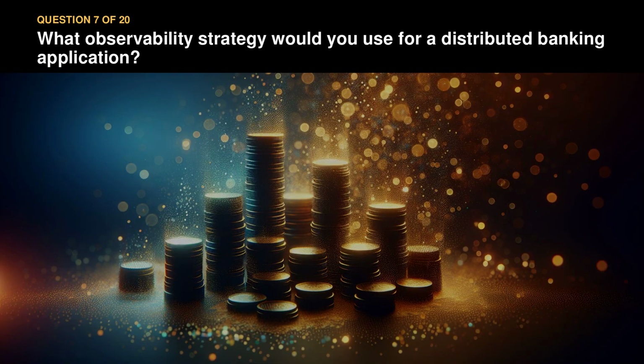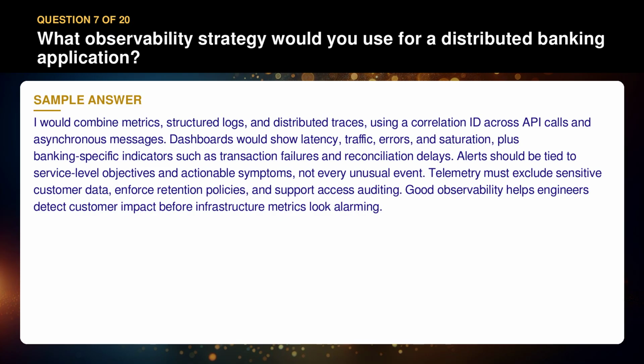Question 7. What observability strategy would you use for a distributed banking application? I would combine metrics, structured logs, and distributed traces, using a correlation ID across API calls and asynchronous messages. Dashboards would show latency, traffic, errors, and saturation, plus banking-specific indicators such as transaction failures and reconciliation delays.